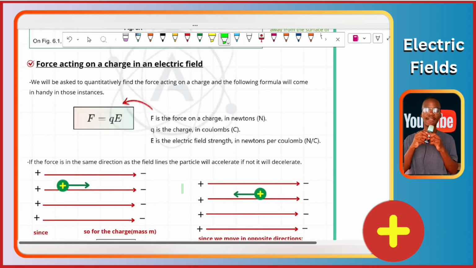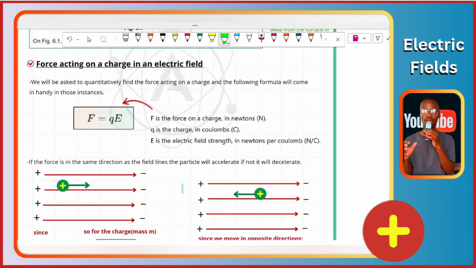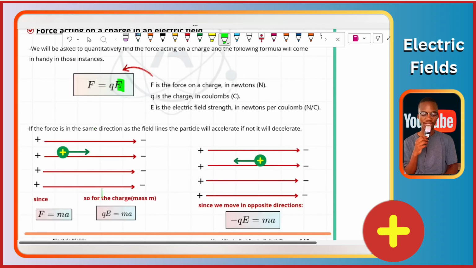We can therefore see that a force can act on a charge that is placed in an electric field, and that force will be equal to QE, right? So since the electric field strength is the force per unit charge, the force that will then be acting on that charge will be given by QE. So that's essentially the little introduction that we're going to have.